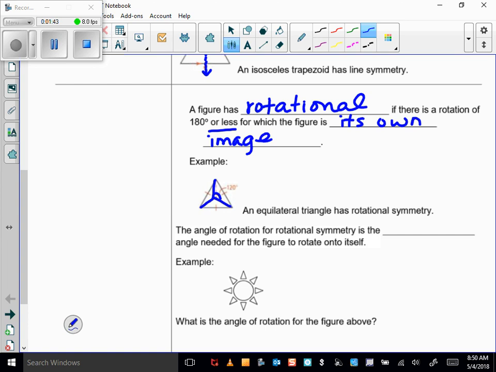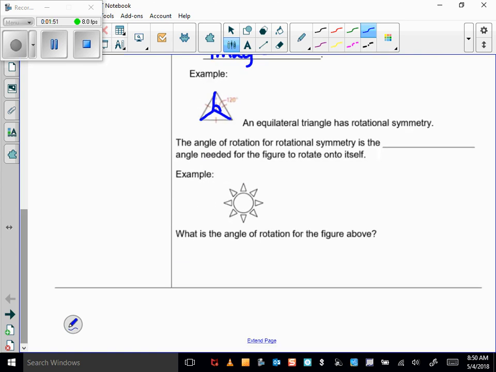So if there's a rotation of 180 degrees or less for which the figure is its own image, it has rotational symmetry. So what do you think? How about all of the regular polygons? You think they'll all have rotational symmetry? Good question. The angle of rotation for rotational symmetry is the smallest angle needed for the figure to rotate onto itself. And remember, if the angle needed is larger than 180 degrees, then we don't say that it has rotational symmetry. It has to be between 0 and 180.